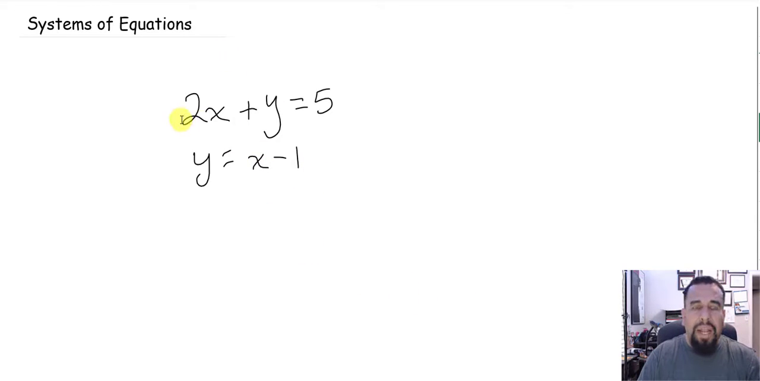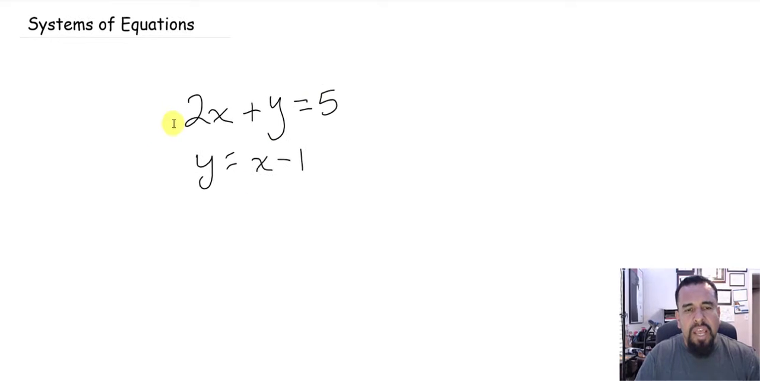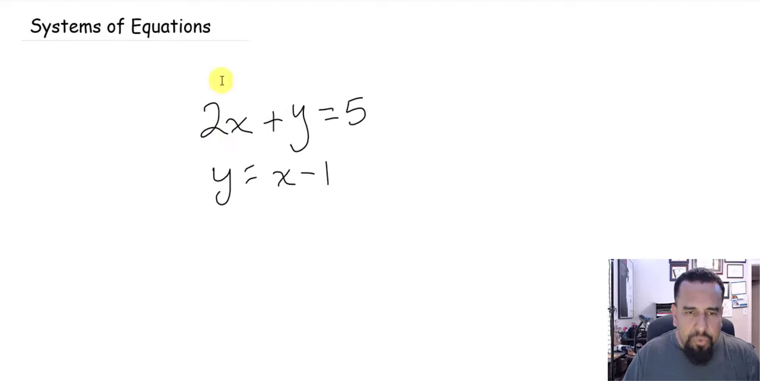But don't just sit there and watch this. Make sure you write this down. This is a good example to have as part of your notes. We have 2x plus y equals 5, and then the second equation is y equals x minus 1.